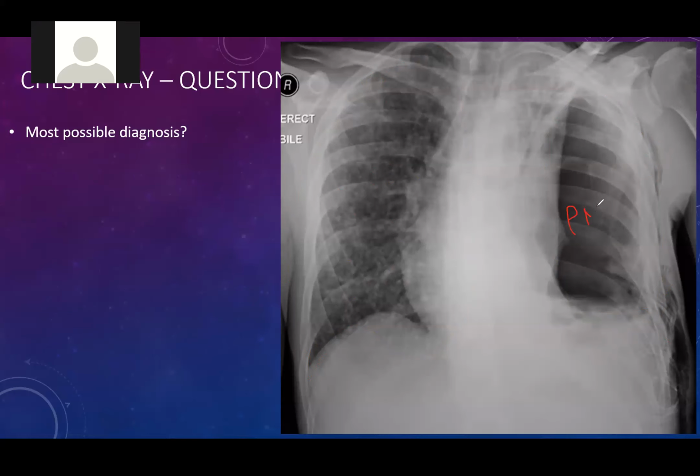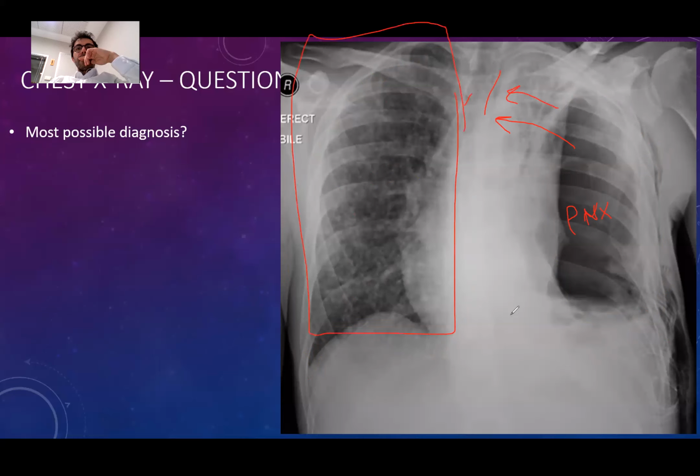Collapsed lung. Collapsed lung, right? This is a big area of pneumothorax here, which is the main problem. Pneumothorax, I think. Not very, right? A little bit, maybe a little bit. Because the aeration of the right lung is pretty much okay, but it is starting to push the heart to the other side.